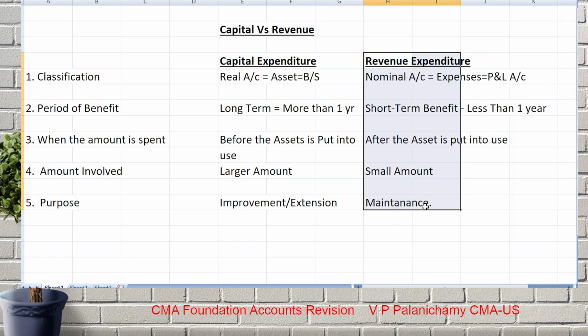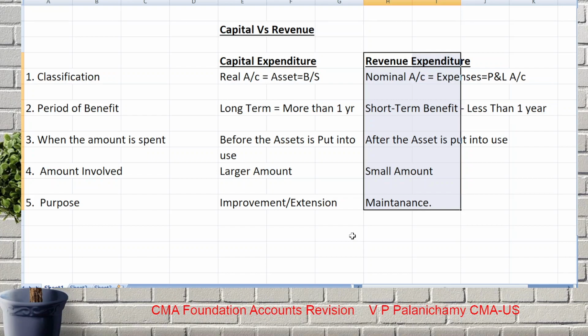Asset. But if you purchase bat, ball, net, they will not last more than 5 years, they are consumables. What are they? Consumables. That will be which expenditure? Revenue expenditure. So it will be helpful for us to prepare which one?